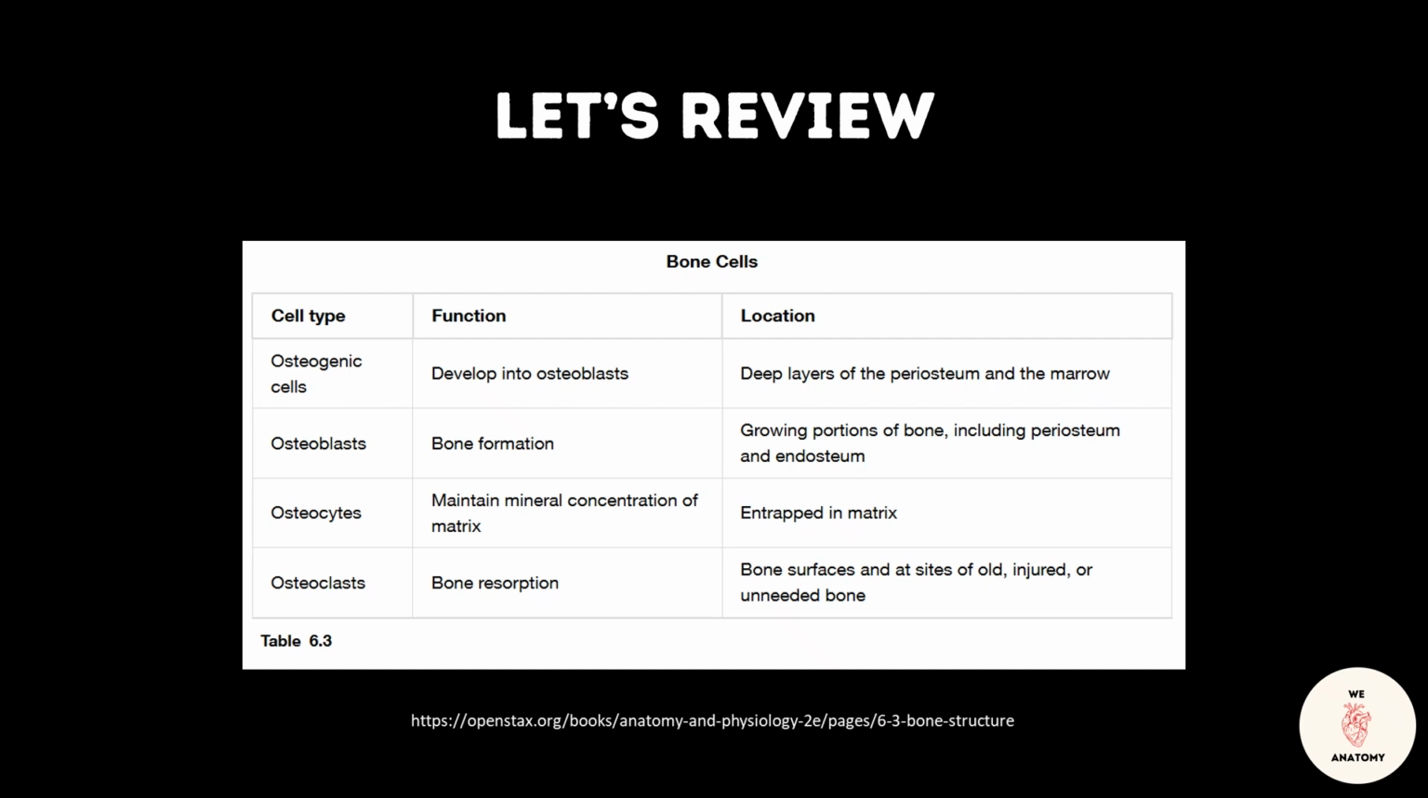Let's do a quick review of each of our bone cells. So our osteogenic cells divide and develop into osteoblasts. They are found in the deep layers of the periosteum and the bone marrow. Osteoblasts build new bone. They are found in the periosteum and the endosteum. Osteocytes maintain the mineral concentration of bone tissue. They are found within the lacuna trapped inside the bone matrix. And remember, they are the most numerous of bone cells.